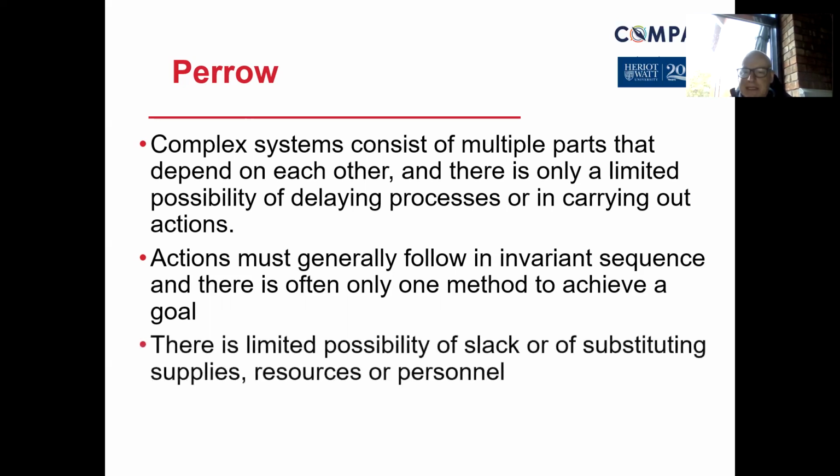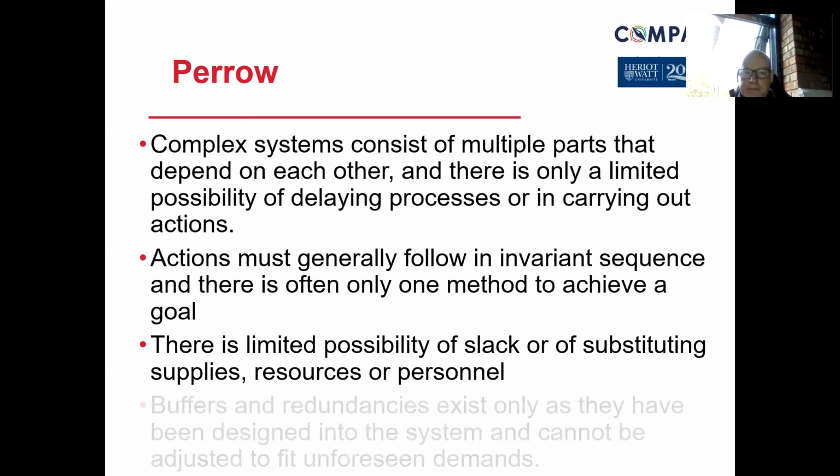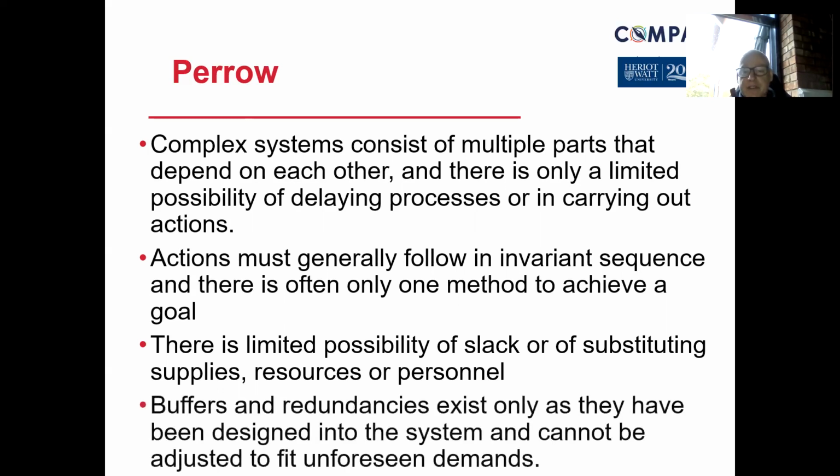And there is limited possibility of slack or of substituting supplies, resources, or personnel. It goes back to the one way of doing things that I mentioned earlier. So the buffers and the redundancies exist only as they have been designed into the system and cannot be adjusted to fit unforeseen demands. So it's the key area of the inflexibility here: once you've got a system and a procedure in place that could be complex, as a result of the way things are done by that particular complex system, it really makes it inflexible, and therefore change or emergency response is somewhat compromised.